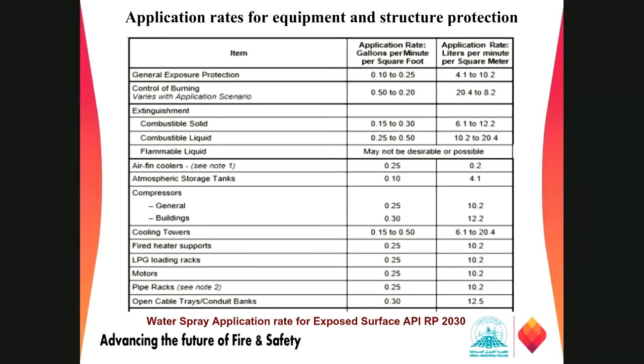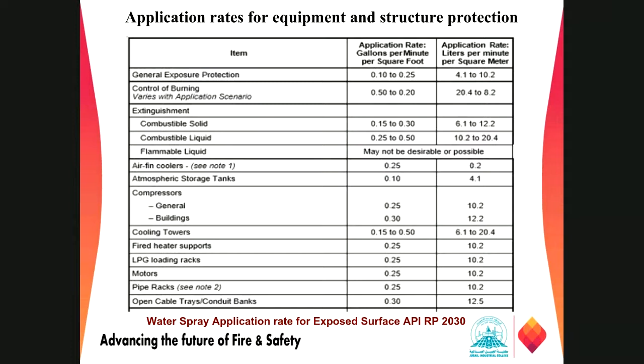And here we have the application rate for equipment and structural protection, right? So what is the density required for the different equipment? If you can see, column one has different categories: control of burning, extinguishment, combustible solid, combustible liquid, flammable liquids. Then we have air fan coolers. We have the compressors, cooling towers, LPG motors, pipe rack, and all those areas. So different equipment and structures are there.